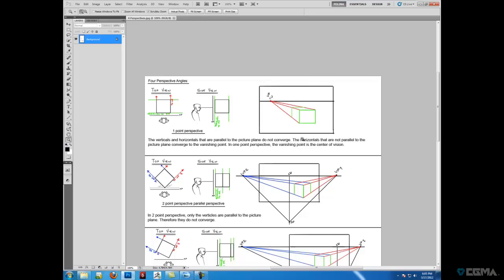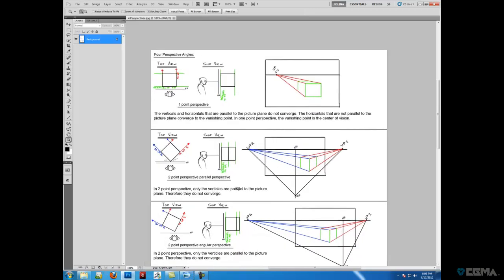The next perspective angle is two-point parallel perspective. Now, it's important to know that in two-point perspective, the vanishing lines are about 90 degrees apart from one another. Now, in parallel perspective, that means that the vanishing points are equidistant from the center of vision, and that they're about 45 degrees angle at the station point.